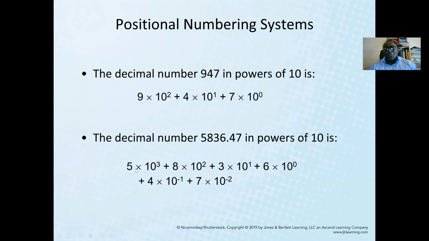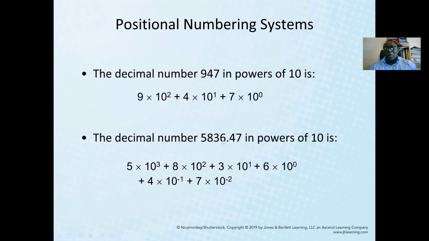And that's what we have here: 5 times 10 to the power 3, because 5 is in the 1000th position; 8 times 10 to the power 2, because 8 is in the 100th position; 3 times 10 to the power 1, because it's in the 10th position; and 6 times 10 to the power 0, because again, it's in the single unit position.